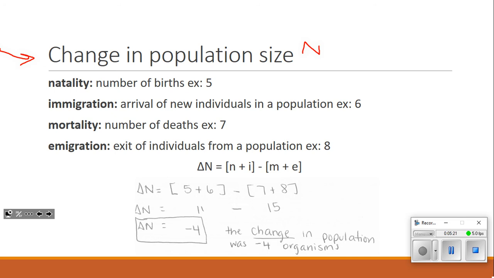So in this population, whatever I started with, I have 4 fewer individuals at the end than I did before. Notice that this isn't telling me the total population size, just the change. What's the change? That's why we have the delta. Now, very often, you won't be doing this all by itself. It will be part of a bigger question where we're trying to consider the change in population size over time, or maybe compared to something else. So this is often just one small piece of a bigger puzzle. Before we go there, does anyone want to ask anything about this?